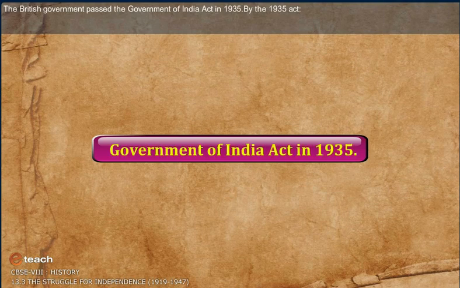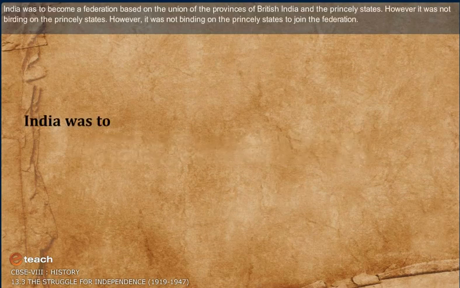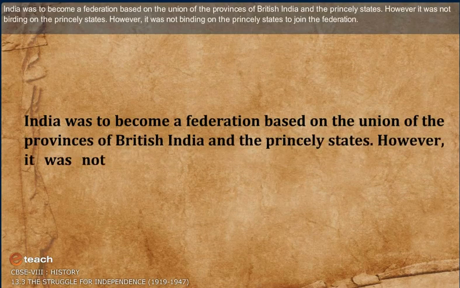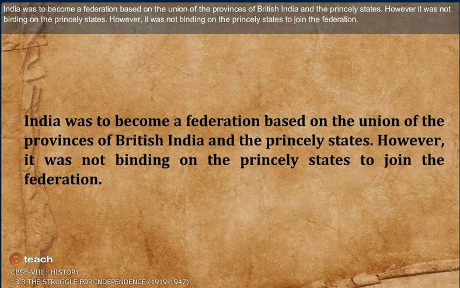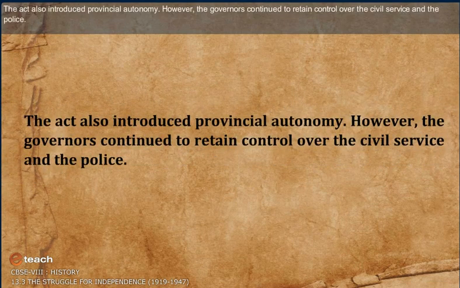By the 1935 Act, India was to become a federation based on the union of the provinces of British India and the princely states. However, it was not binding on the princely states to join the federation. The Act also introduced provincial autonomy. However, the governors continued to retain control over the civil service and the police.